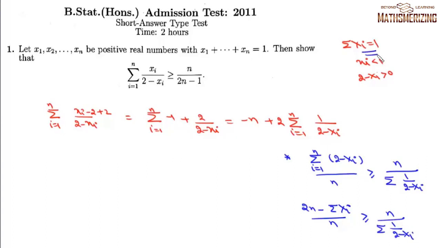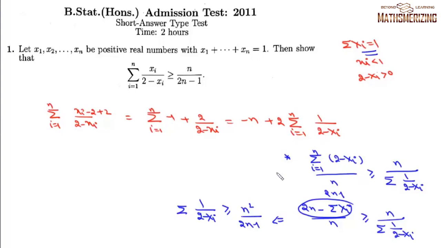Now this summation of 2 minus xi can be expressed as 2n minus summation xi, whole divided by n, and will be greater than or equal to n upon the summation 1 upon 2 minus xi. Now summation xi is 1, so in the numerator we'll have 2n minus 1. So from here we can say this summation 1 upon 2 minus xi is always greater than or equal to n square upon 2n minus 1.